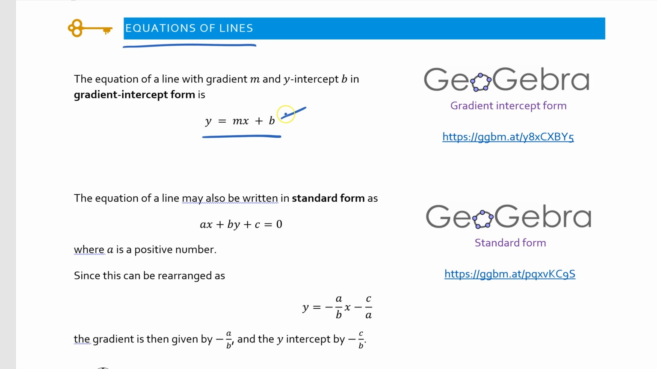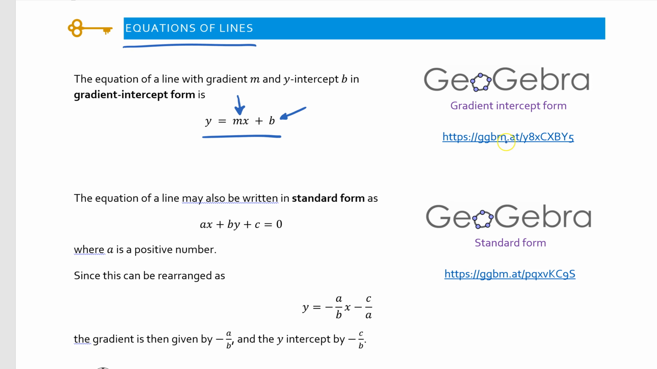So b, of course, is the y-intercept, which is the point where we cross the vertical axis, which we find by putting x equals 0 if we have to, but we just do it by observation. And m is the gradient, which you now know all about.